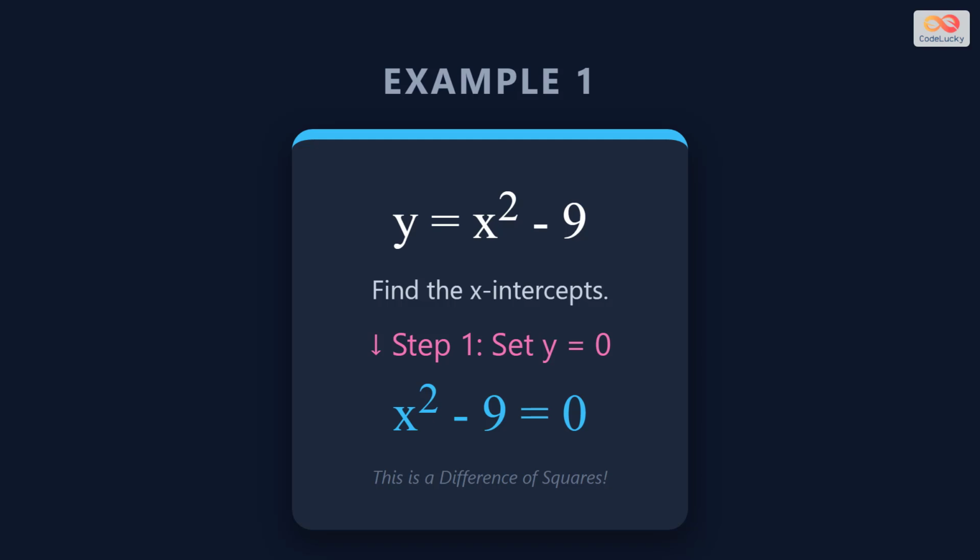Let's try a simple example. We have the function y equals x squared minus 9. We want to find the x-intercepts. Following our first step, we replace y with 0, giving us the equation x squared minus 9 equals 0. You might recognize this as a difference of squares.